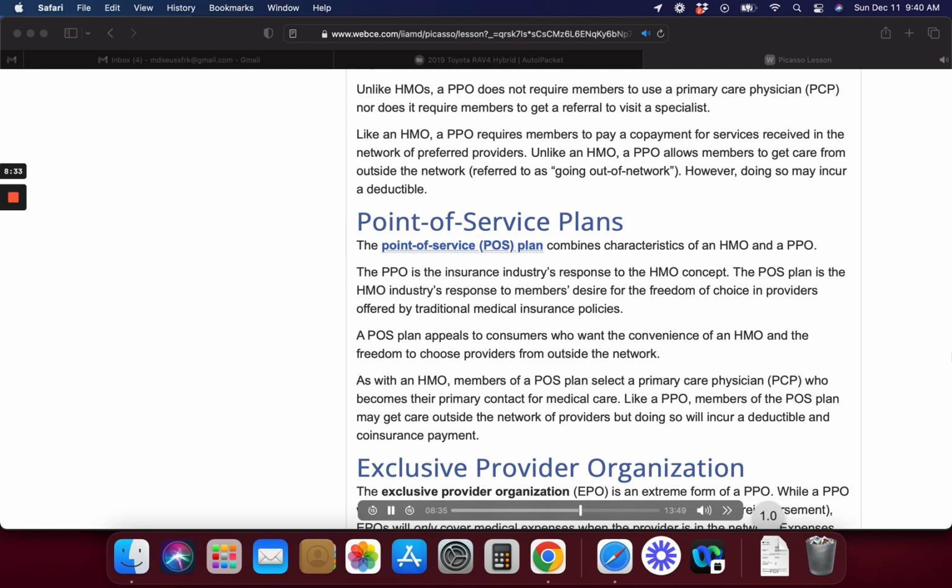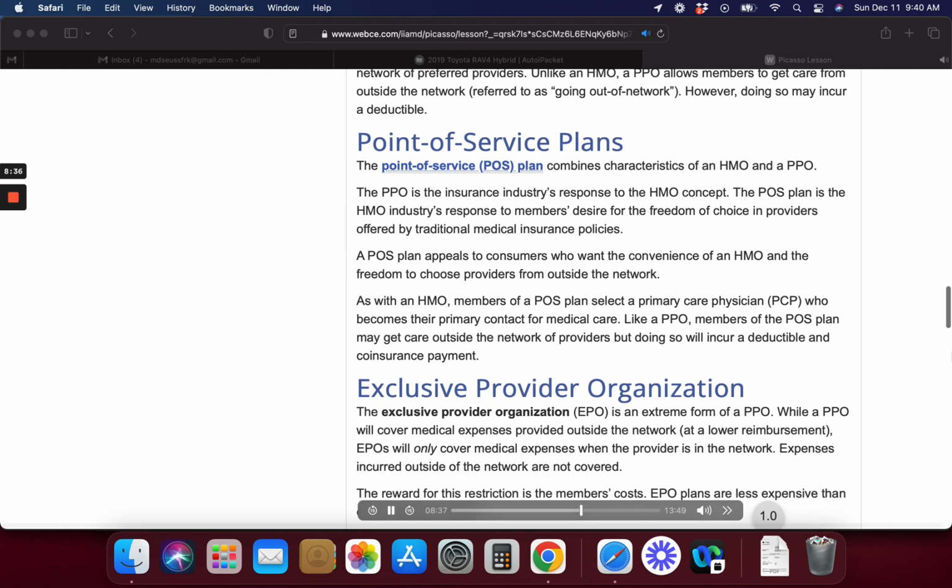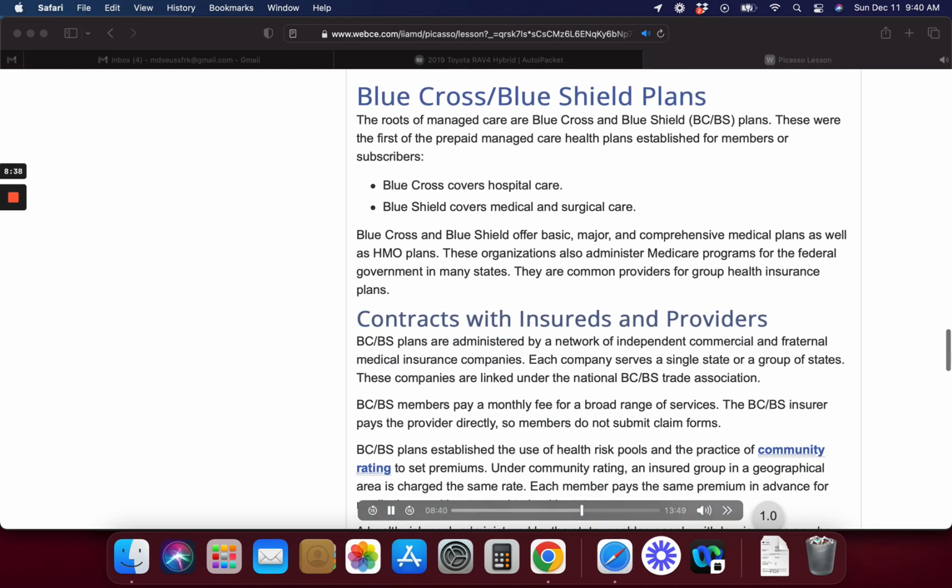Blue Cross/Blue Shield plans. The roots of managed care are Blue Cross and Blue Shield, BC/BS, plans. These were the first of the prepaid managed care health plans established for members or subscribers. Blue Cross covers hospital care. Blue Shield covers medical and surgical care. Blue Cross and Blue Shield offer basic, major, and comprehensive medical plans as well as HMO plans. These organizations also administer Medicare programs for the federal government in many states. They are common providers for group health insurance plans.